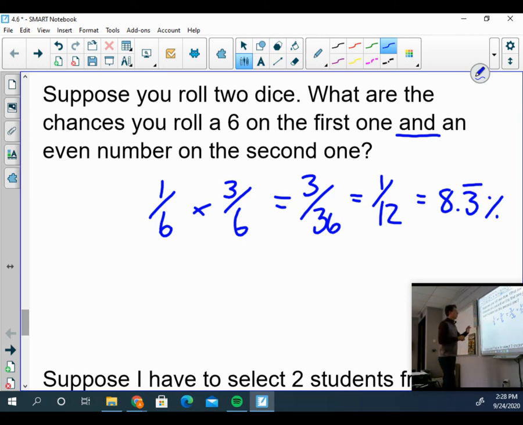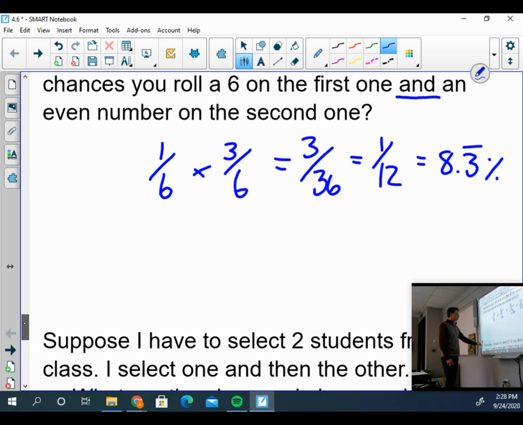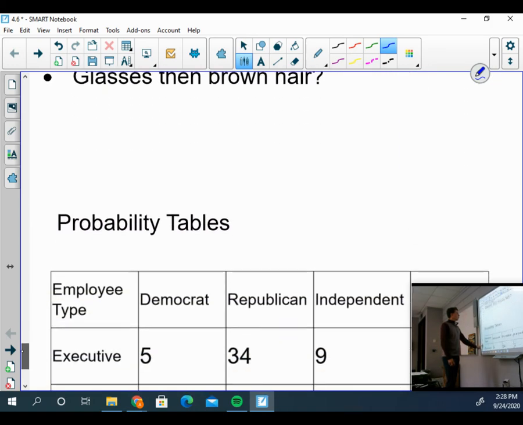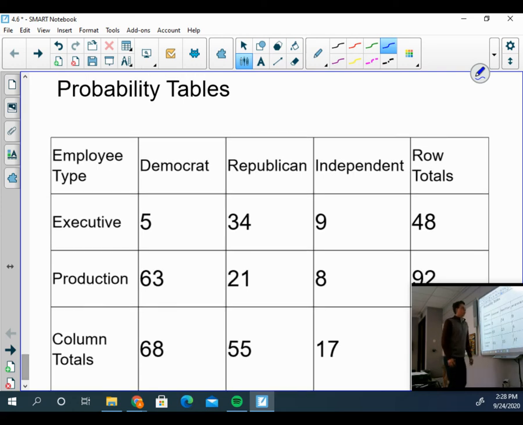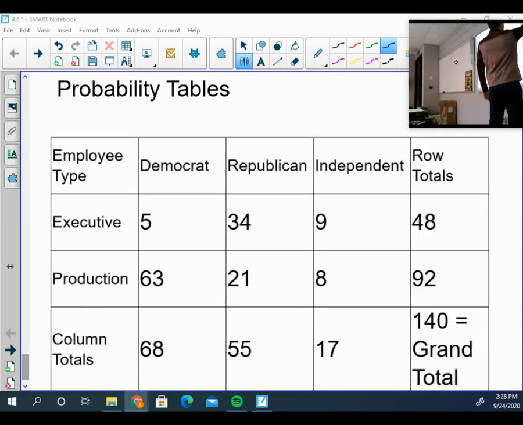Fascinating subject. But this is for our Algebra 1 purposes. This is how you calculate "and" probability. We're not going to do the 2 students example because you all aren't in person, so that won't work, but we can look at the probability table.